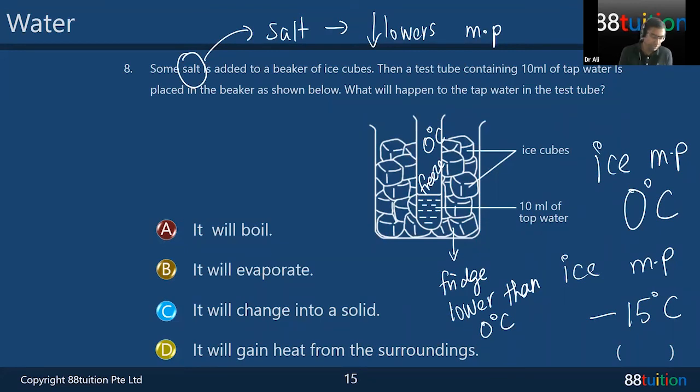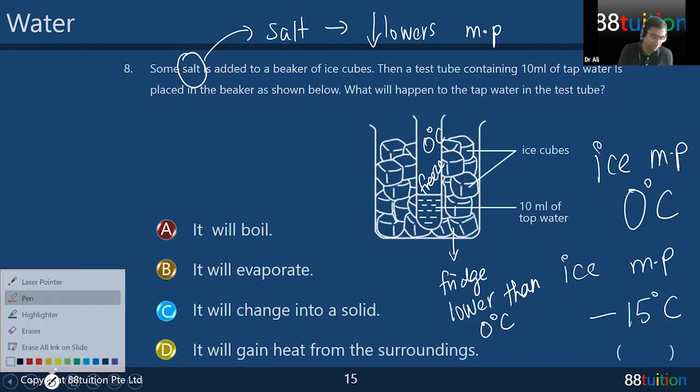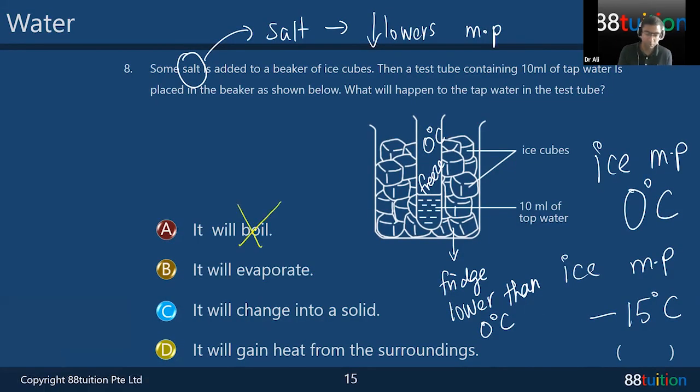So here they have given answer as it will boil. Does it mean it will boil or not? Hello, there's nothing to do with boiling over here. It will evaporate, also wrong. It will change into a solid. Yes, that is the freezing component that I'm talking about. It will gain heat or lose heat. It will lose heat. So this is also wrong. So answer is C. Clear? All right.